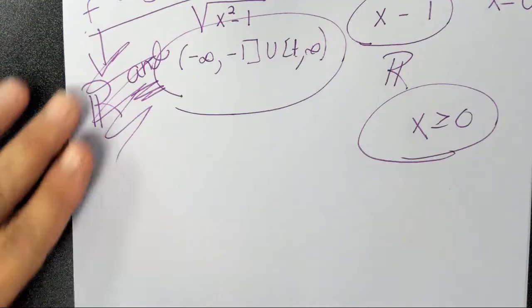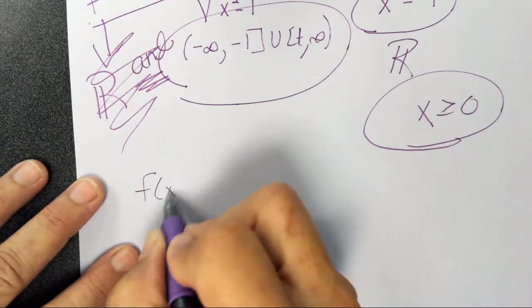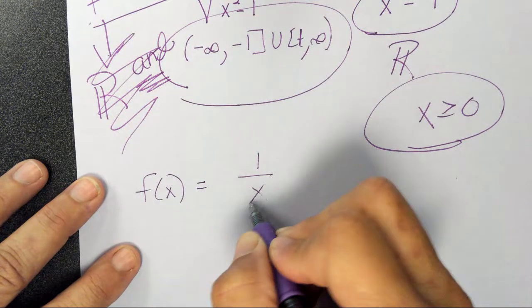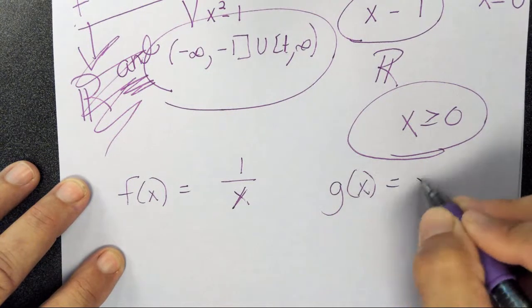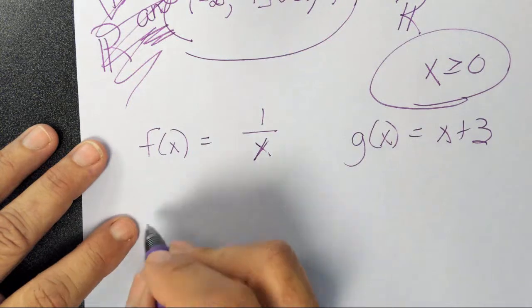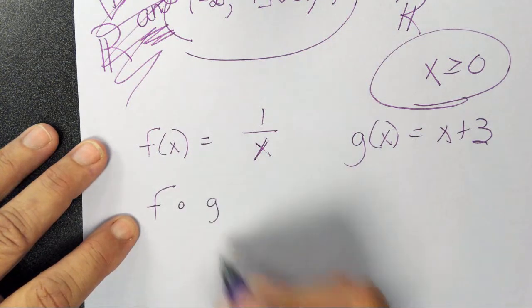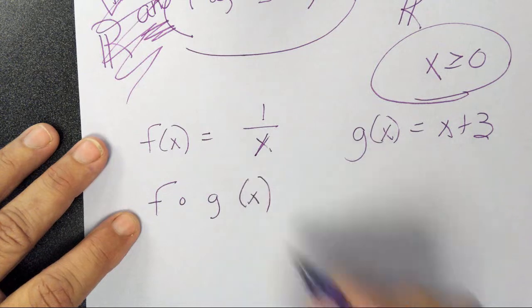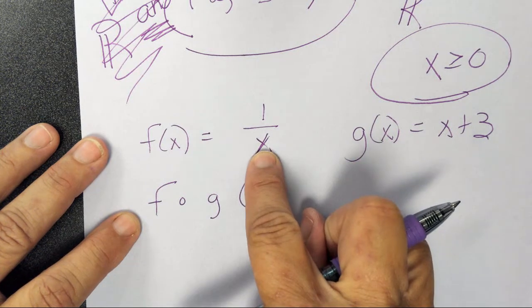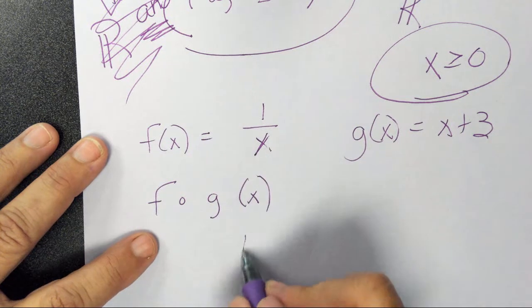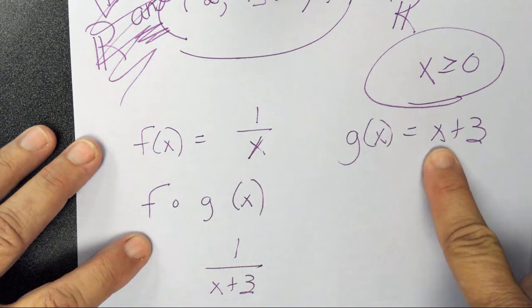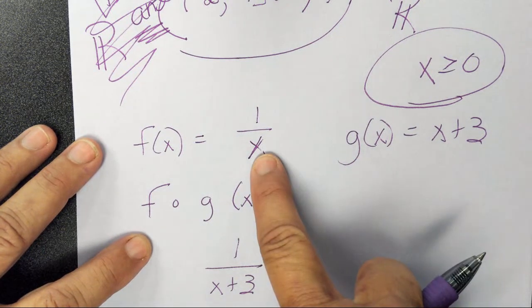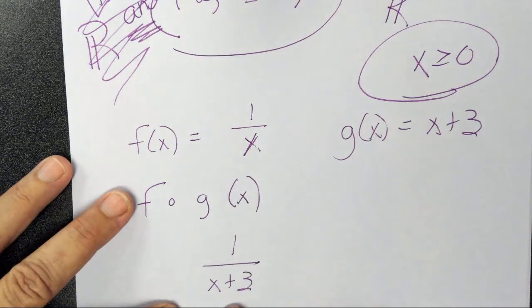Okay? So, if f of x is 1 over x, okay, and g of x is x plus 3, what is f of g of x? Do I put that there? 1 over x plus 3. Right? So it becomes 1 over x plus 3. What's the domain here? All real numbers. What's the domain there? Down here, x can't equal negative 3. So all real numbers, so it's every number except negative 3.